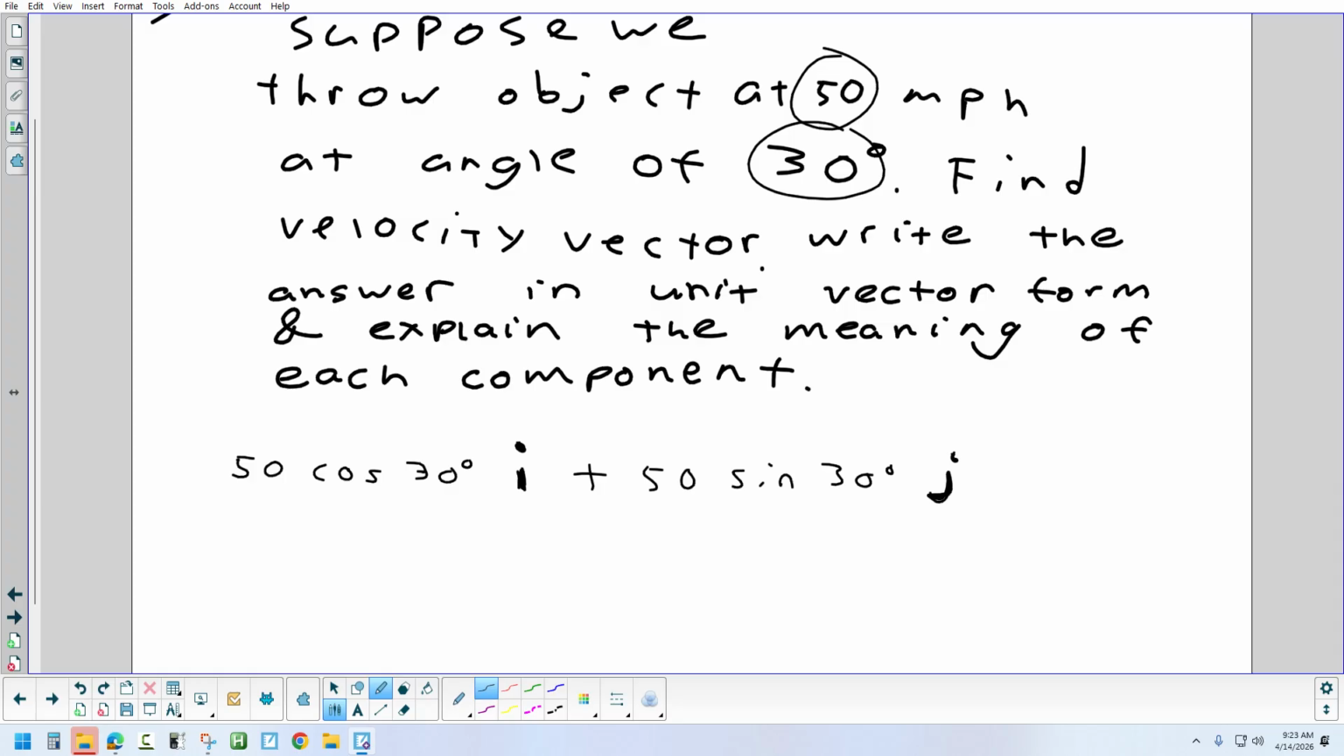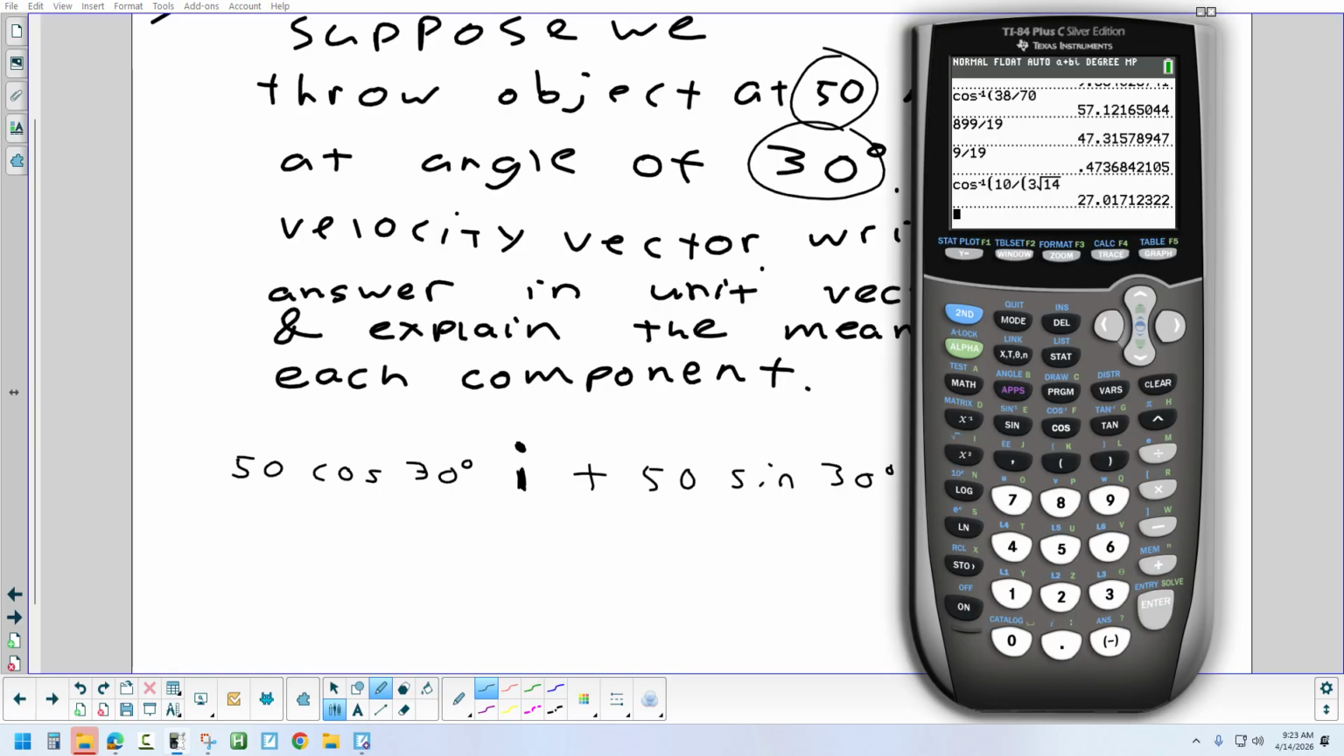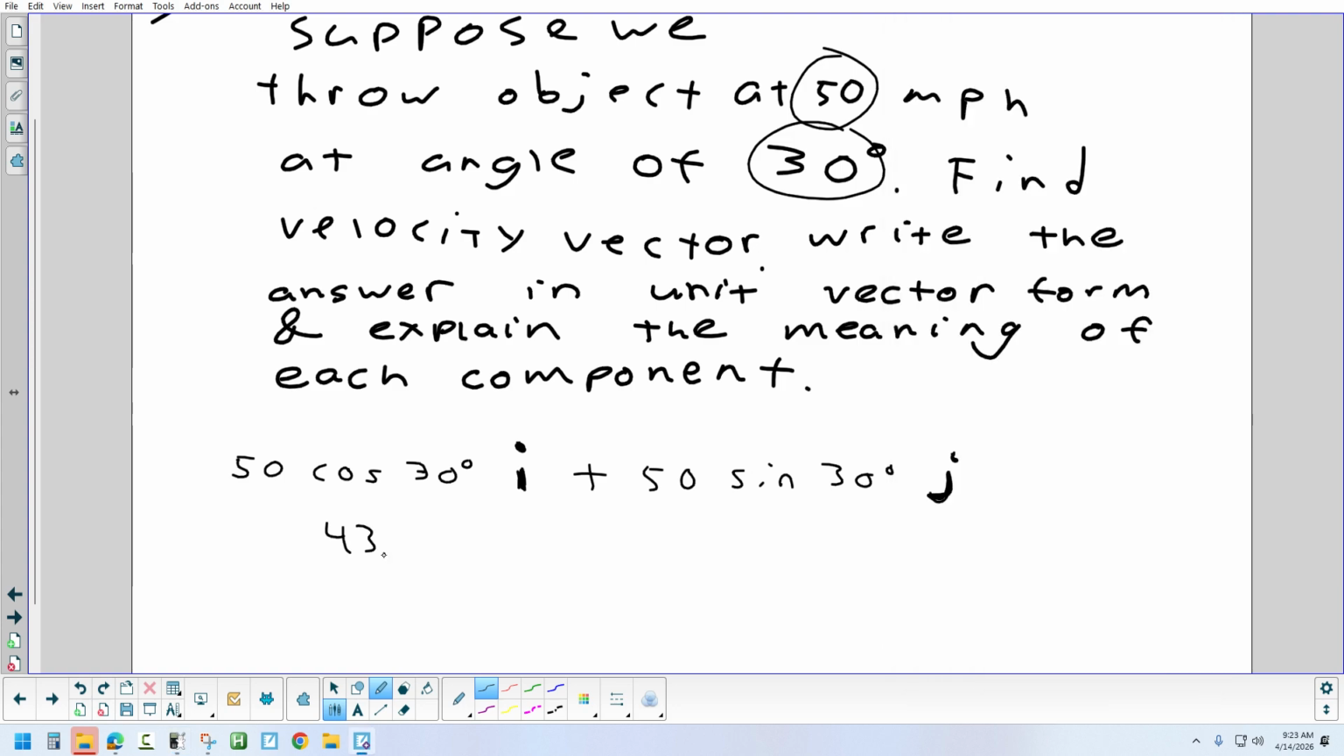Right. So let's see what happens when we type those in. So we've got 50 cosine 30. That's going to give us 43.3 i. Plus, and what's the sine of 30? Think about the unit circle. 30 degrees is right here.